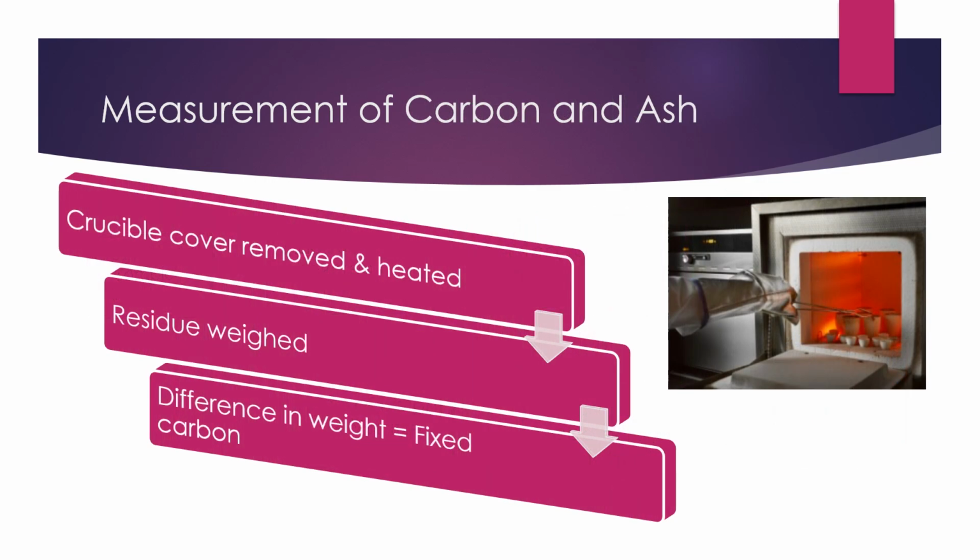Now let us discuss how carbon and ash content in coal are measured. The cover of the crucible in the last experiment is removed and heated until all the carbon is burnt. The remnant left behind in the crucible is nothing but incombustible ash. The left out product is weighed. The difference between the weight of the product when the experiment started and when the experiment completed is called fixed carbon. Fixed carbon is obtained by deducting the moisture, volatile matter, and ash content percentage from 100.